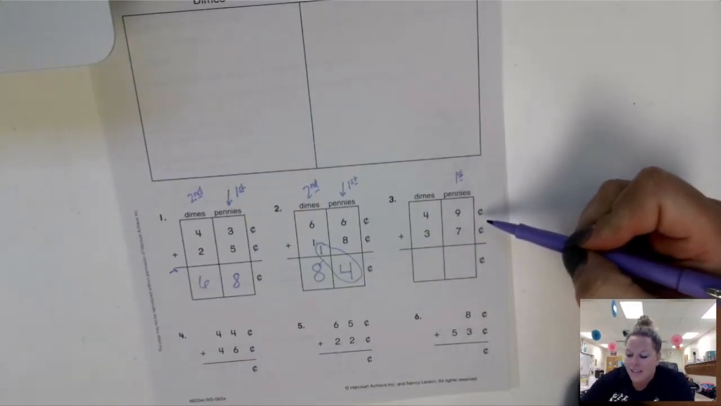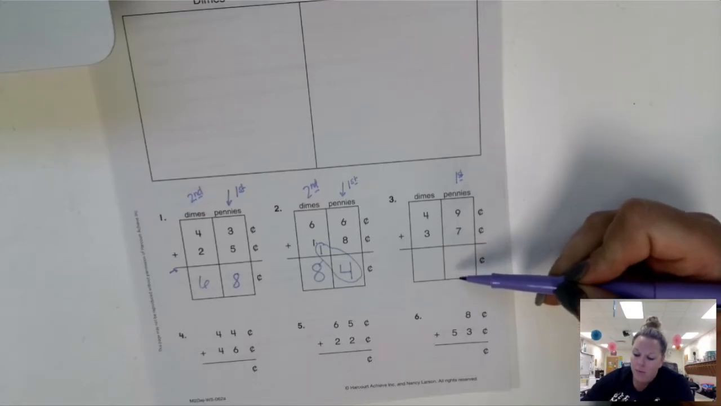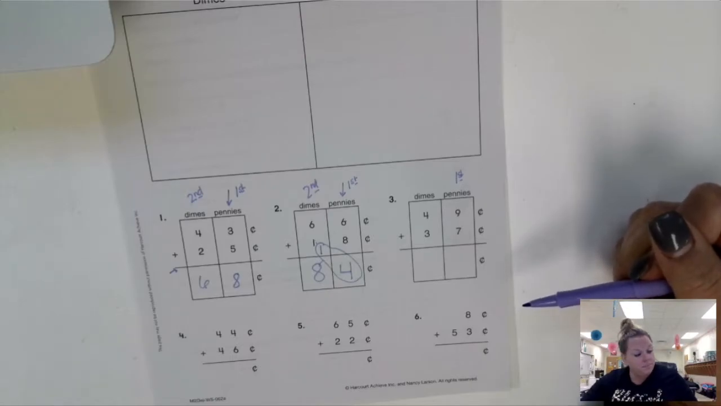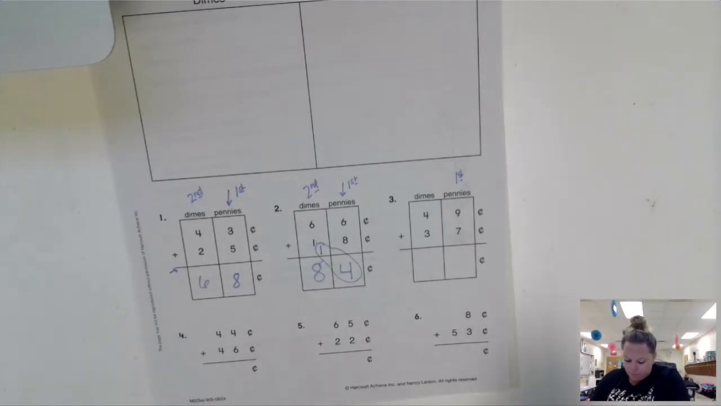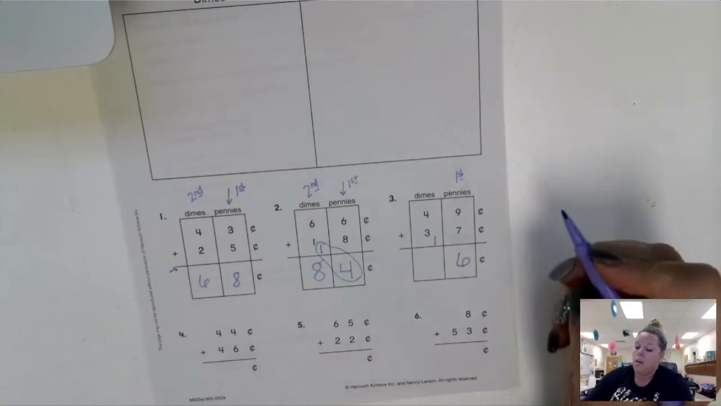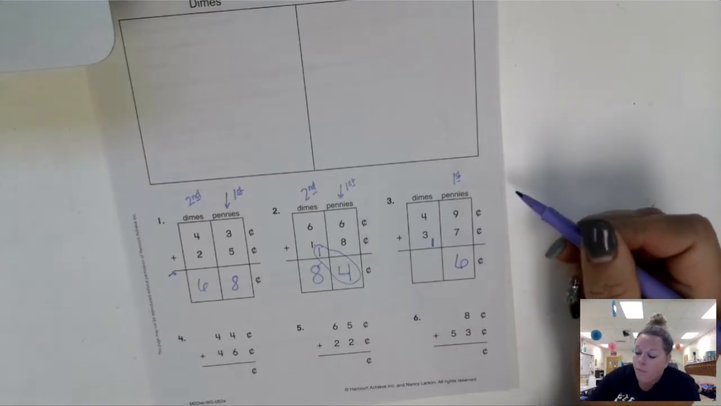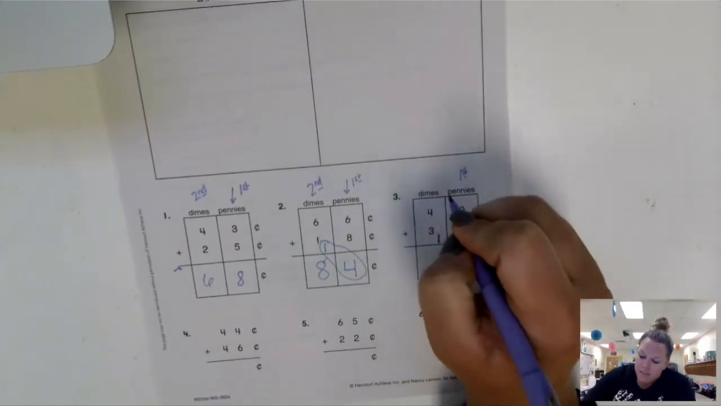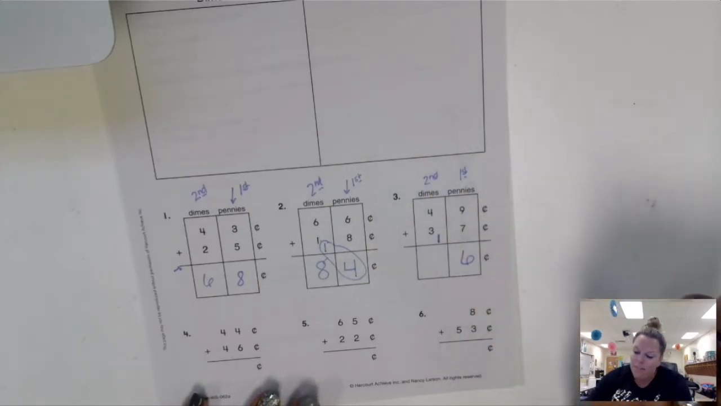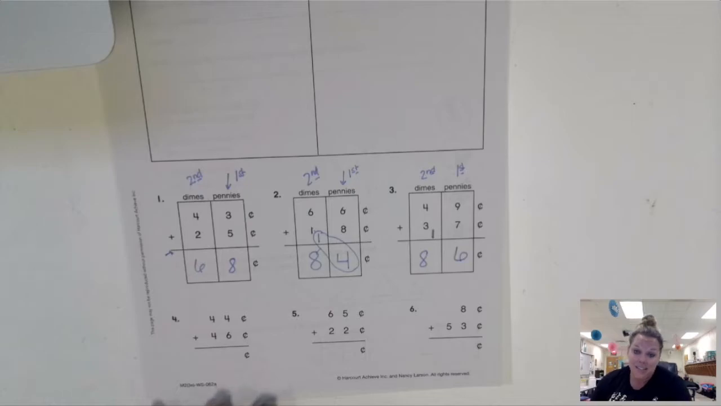It's 49 cents plus 37 cents. We're starting with our pennies, and we're going to add down. 9 plus 7. 9 plus 7 is 16. So my 6 goes down because I traded some 1s. So my 1 goes here because I traded pennies for dimes, and I still had 6 left over. Now I'm going to add my dimes second. 4 plus 3 is 7, and 7 plus 1 more is 8. So my answer here is 86 cents.